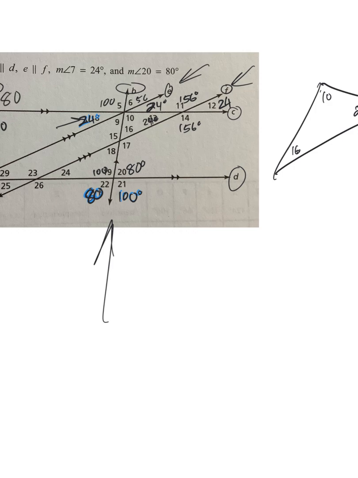Okay. So now we have these two parallel lines. Let's go this way. Angle 1 to angle 27. Corresponding angles. Angle 32 is 100 degrees.